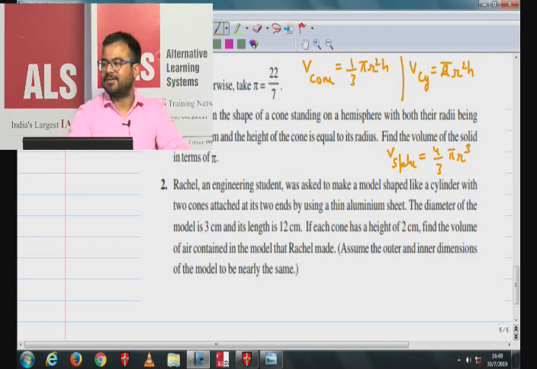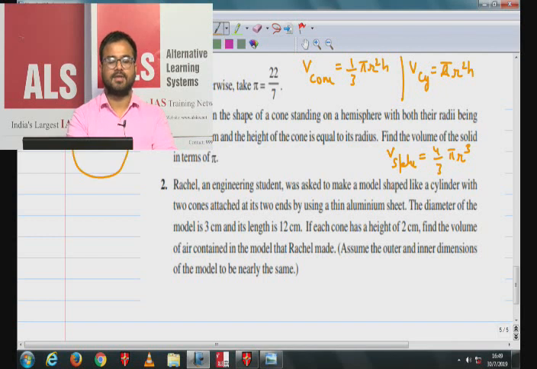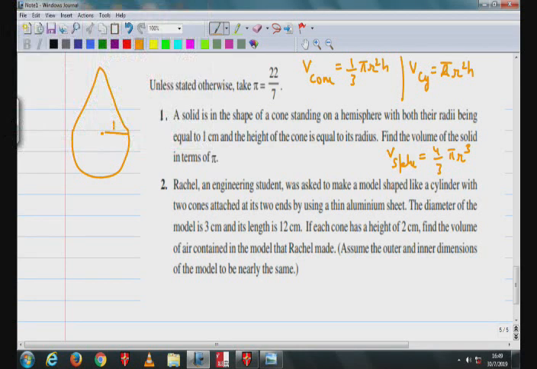See, question number 1 is quite simple. It says, a solid is in the shape of a cone standing on a hemisphere. So this is the hemisphere, this is the cone. Both their radii being equal to 1 centimeter. The radius is 1. Height of the cone is equal to its radius, so height is also 1. Now we have to find the volume of the solid in terms of pi.